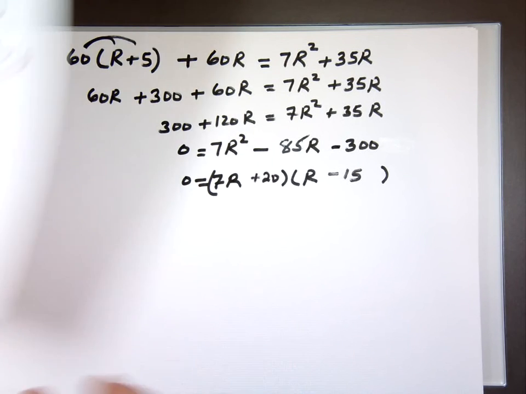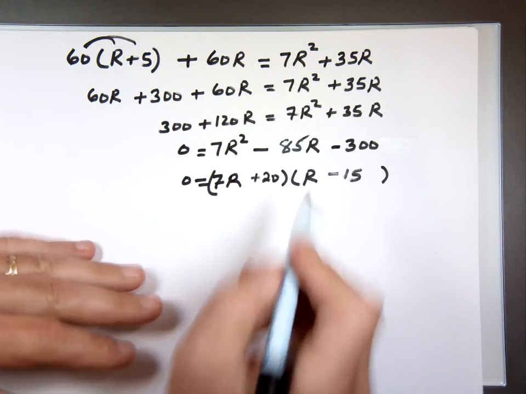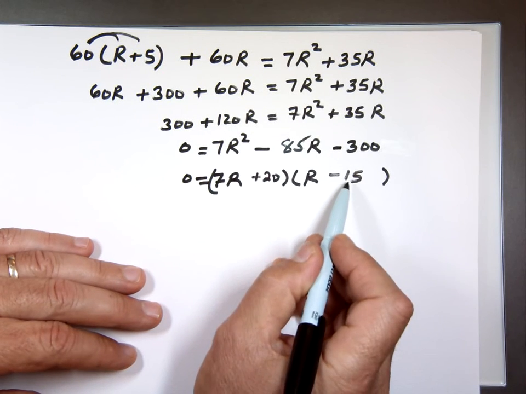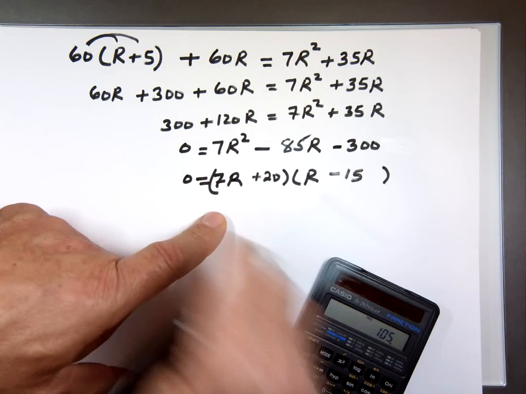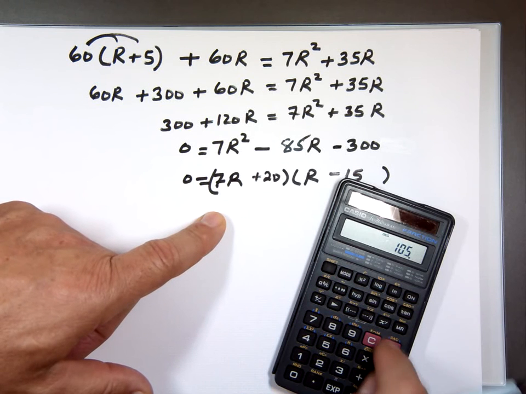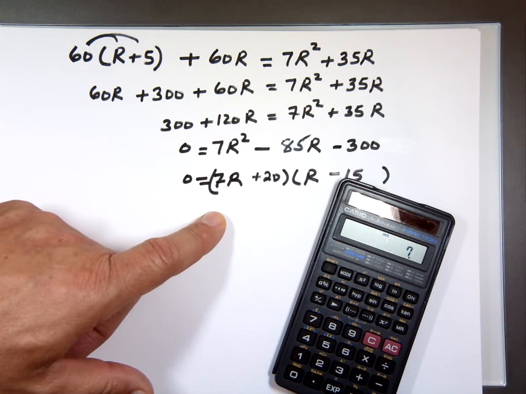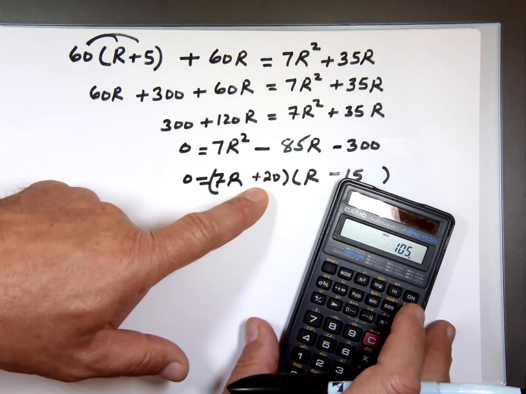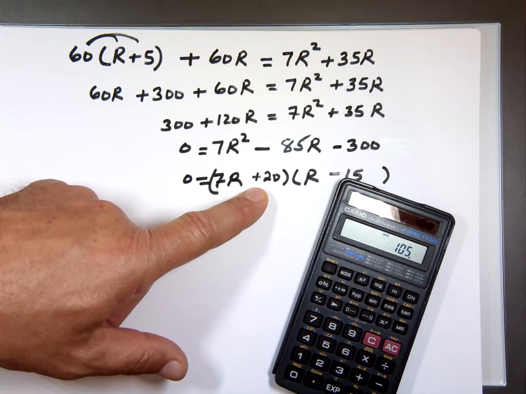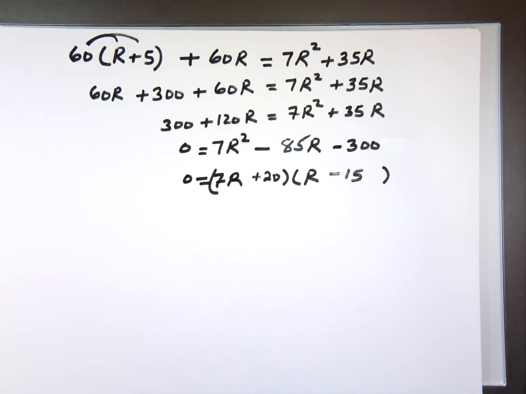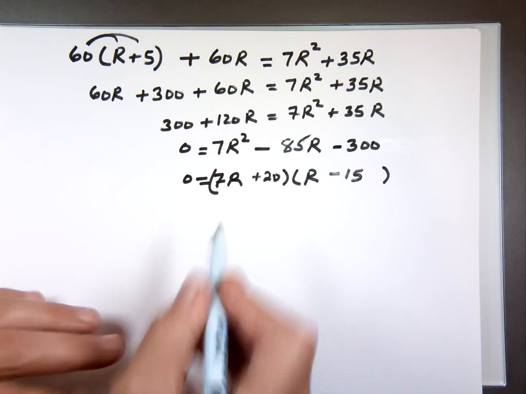So let's see if that's correct. This will give me 7r times negative 15. What's 7 times negative 15? It's negative 105. Add to it the 20 there. It is negative 85. That is the correct factoring. So now we've factored completely. Set each factor equal to 0 and solve it.